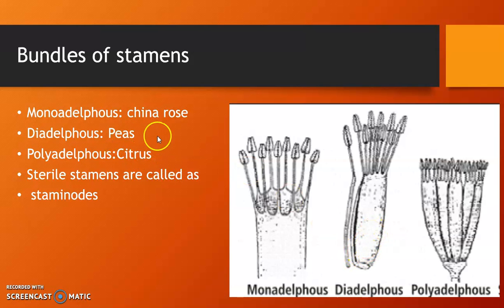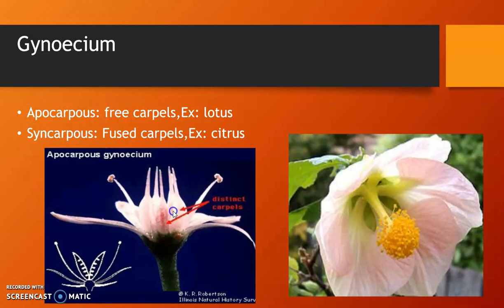Example, pea plant. And the third diagram is polyadelphous. That means many bundles are seen together. So it can be seen in the citrus plant. So these are the different types of bundle arrangement of the stamens. So monadelphous, diadelphous and polyadelphous. And sometimes the stamens are sterile. So if they are sterile, they are called staminodes.